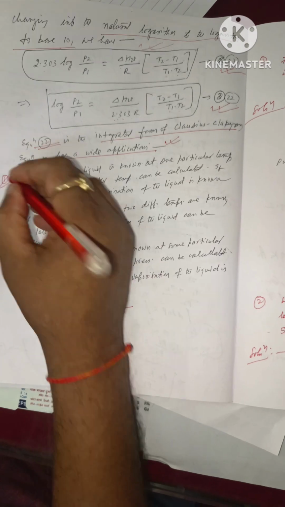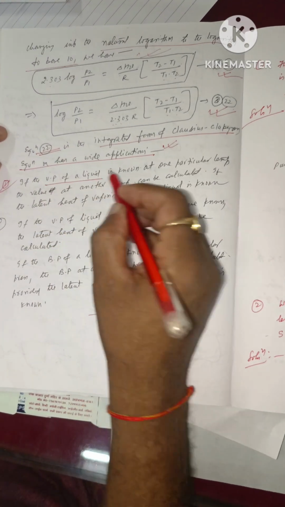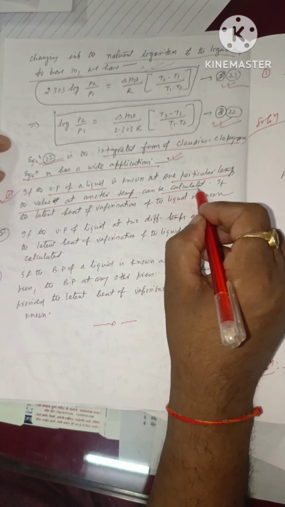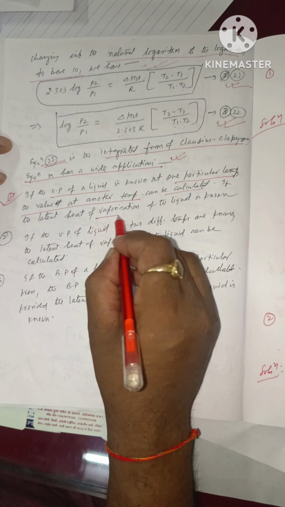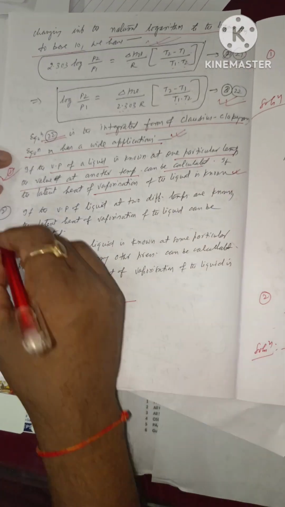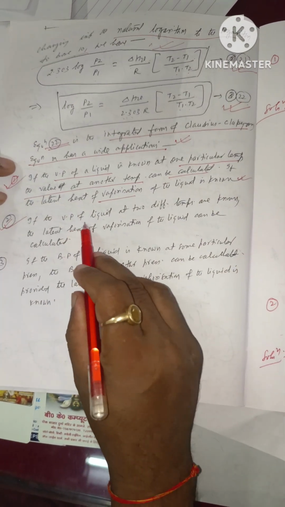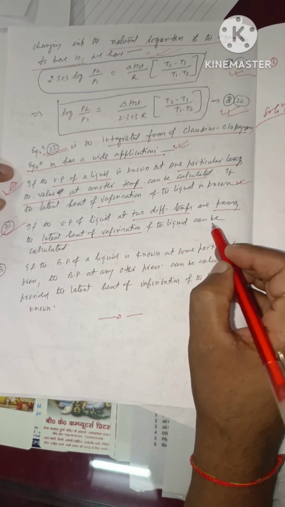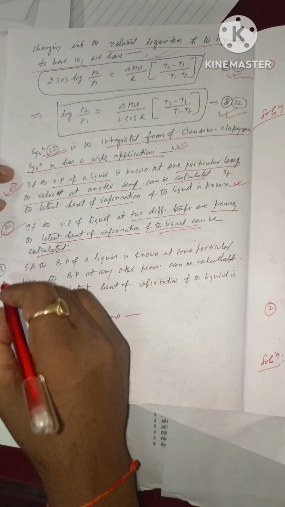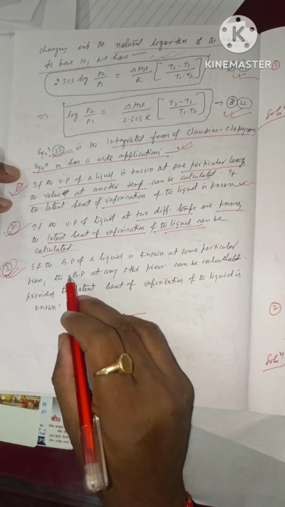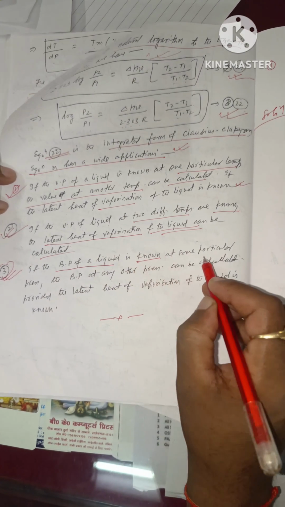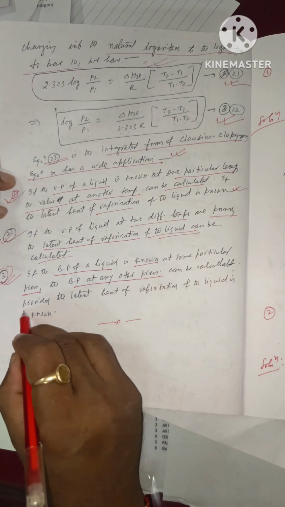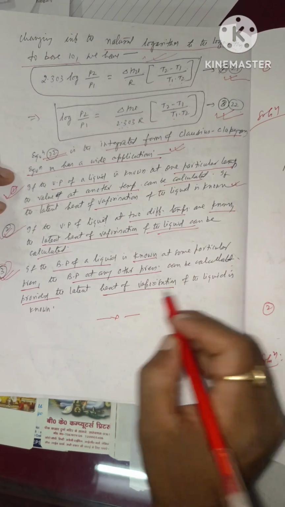Number one is that if the vapor pressure of a liquid is known at one particular temperature, then the value at another temperature can be calculated, provided the latent heat of evaporation of the liquid is known. Number second application: if the vapor pressure of a liquid at two different temperatures is known, then the latent heat of evaporation of the liquid can be calculated. Application number 3: if the boiling point of a liquid is known at some particular pressure, the boiling point at any pressure can be calculated provided the latent heat of evaporation of the liquid is known.